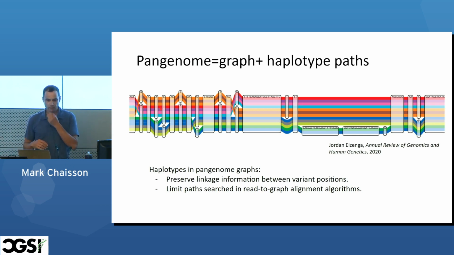So, from the definitions we've seen so far, a pangenome is not always a pangenome graph. It's a collection of sequences. But if you do have a pangenome graph, you really ought to keep around the haplotype paths that are in the graph.